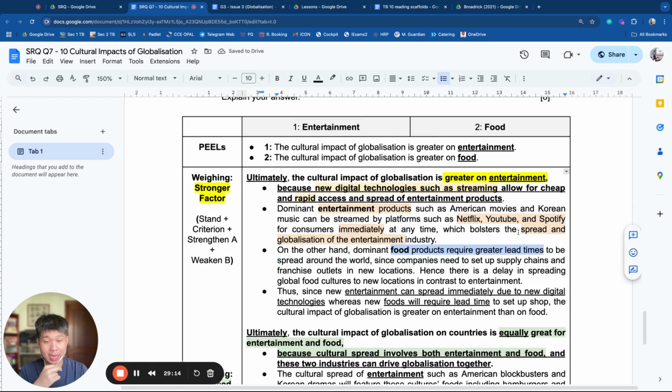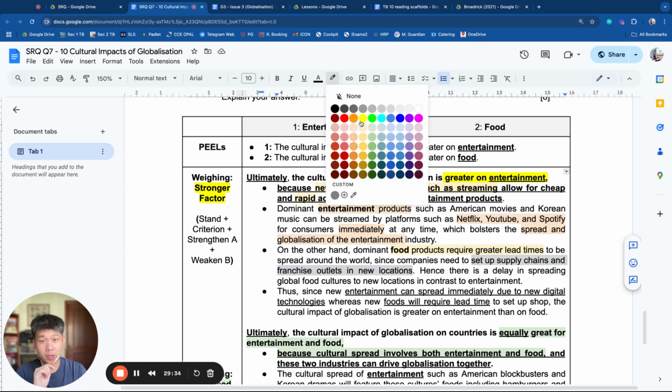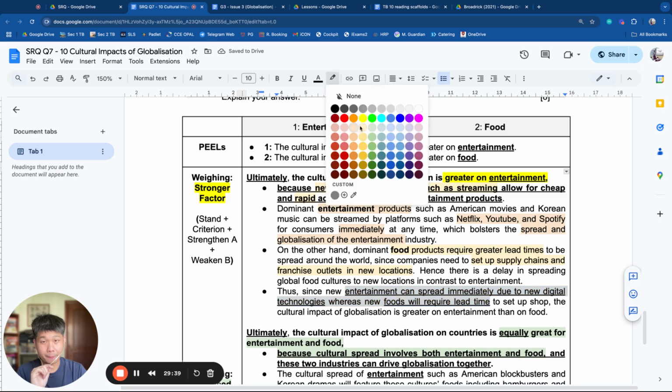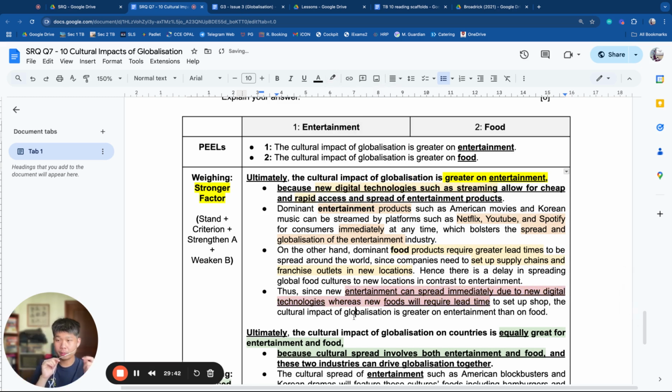Whereas food takes greater lag times, because in order for you to have a new food outlet, in order for you to enjoy, let's say, McDonald's or Sukiya in a new place, either you fly to the country or the food comes to you. So they need time to build the supply chain and the franchise, which means that when there's something new, entertainment gets it immediately, but food needs more time. And so, by this argument, the cultural impact of globalization would be faster on entertainment because it spreads faster, it changes the industry, it changes business, and it changes consumer culture even faster. And that's the argument here.